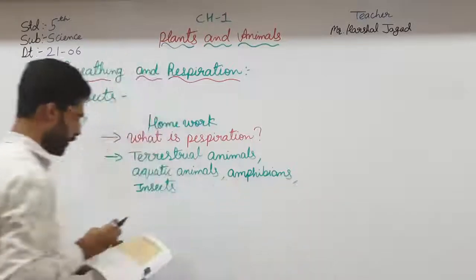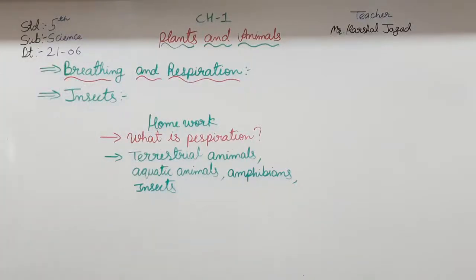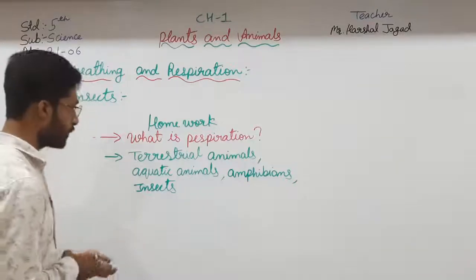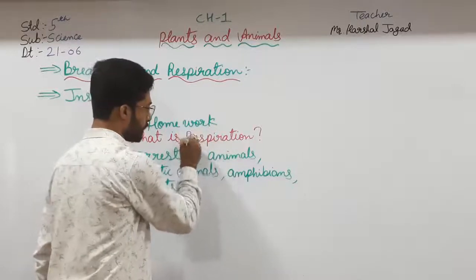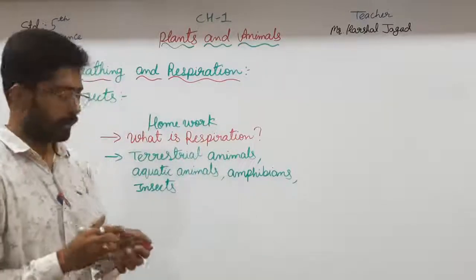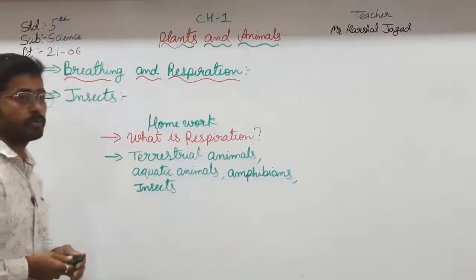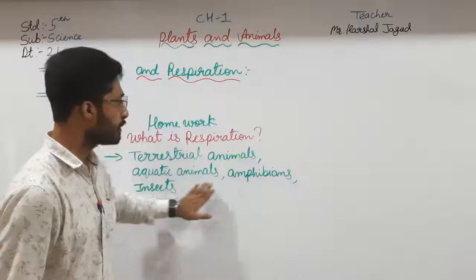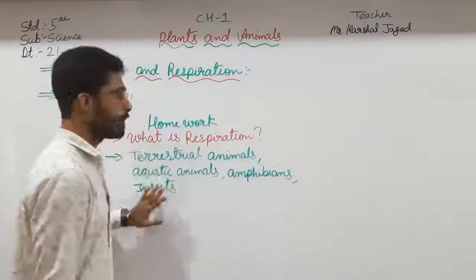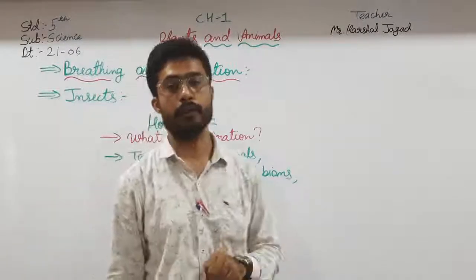What you have to do in your homework is write down what is the respiration process. Then after, how it occurs in terrestrial animals, aquatic animals, amphibians, and in insects, okay, that you have to write down.